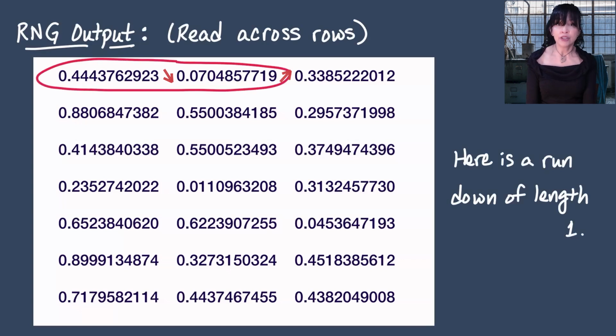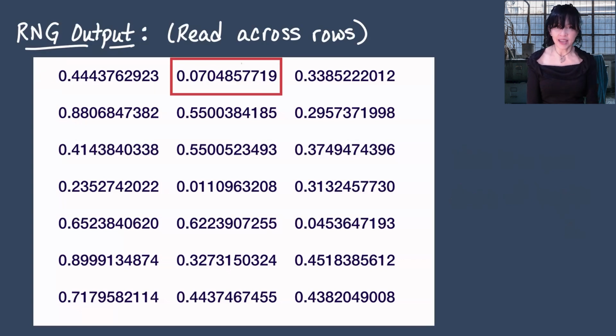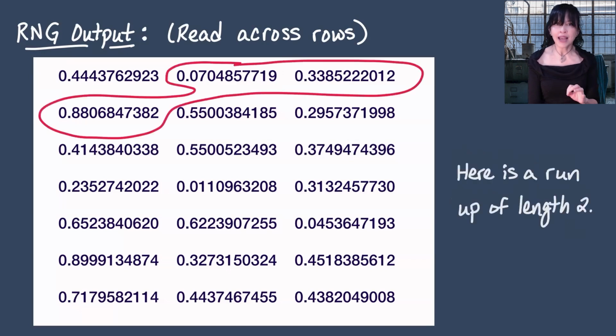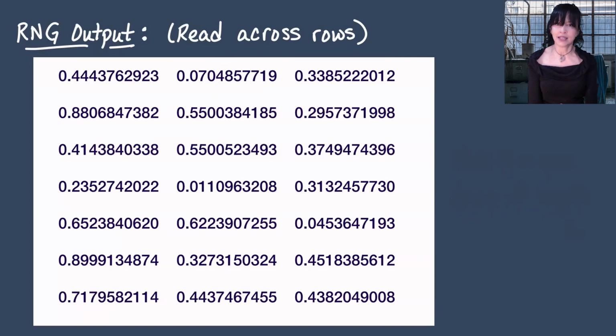Okay, so if we start now from this 0.07 something, the next number is 0.33 something, so we have begun a run up or a run of increasing numbers. The number after that is 0.88 something, so we are still increasing. But the number after that is 0.55 something, so we have now turned around and started decreasing. So these 3 numbers form a run up of length 2. Let's start with the 0.88 because things are turning around here. Going from 0.88 to 0.55, we are beginning a decreasing run.